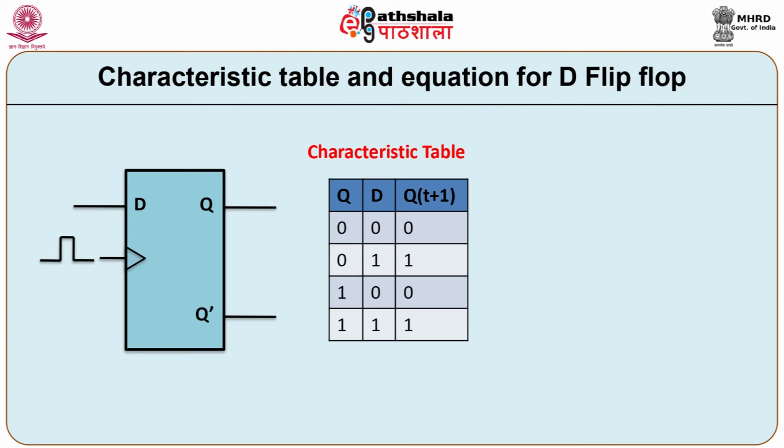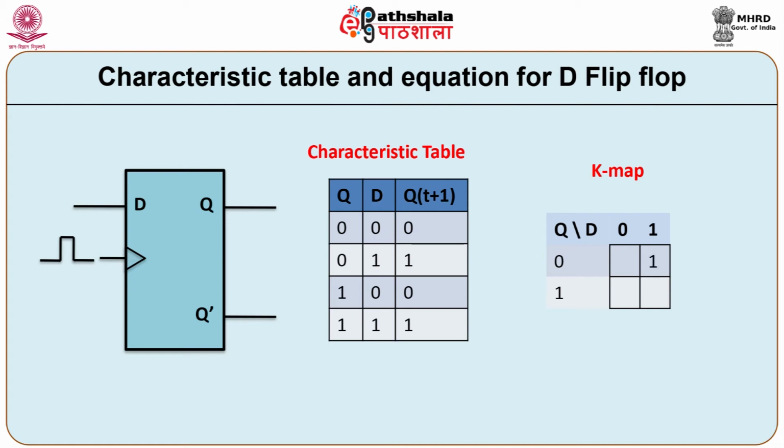Let us now talk about the characteristics table and equation for the D flip flop. The characteristics table for the D flip flop is prepared by writing present state and D inputs in the initial columns and next state in the last column. In the characteristics table, the next state of the D flip flop is completely dependent on the input D and independent of the present state.